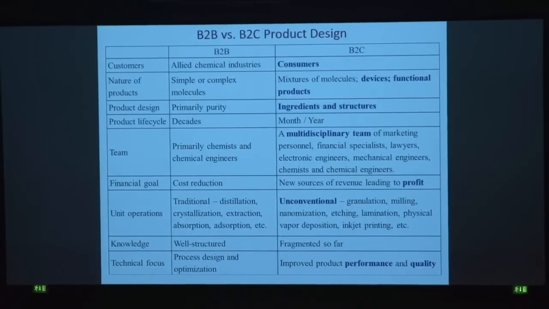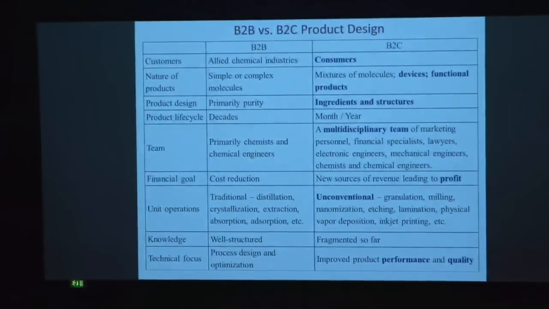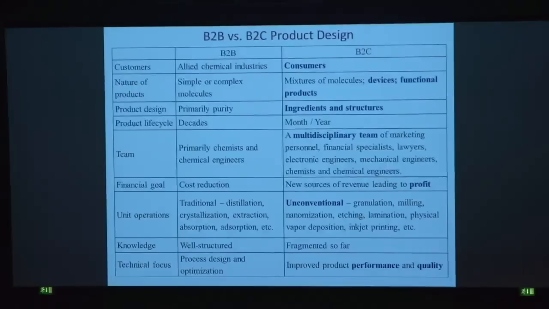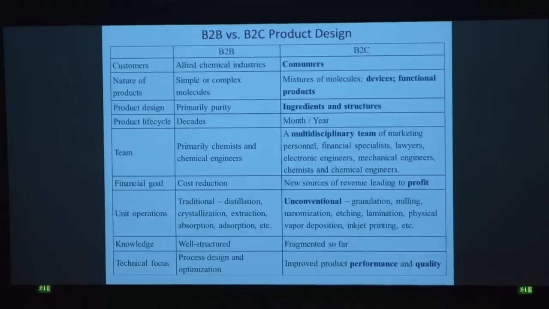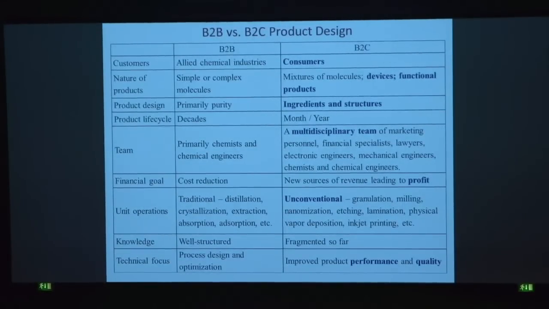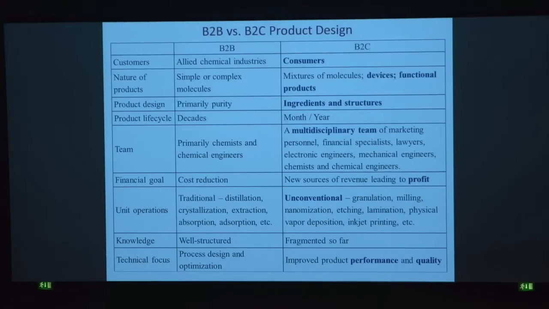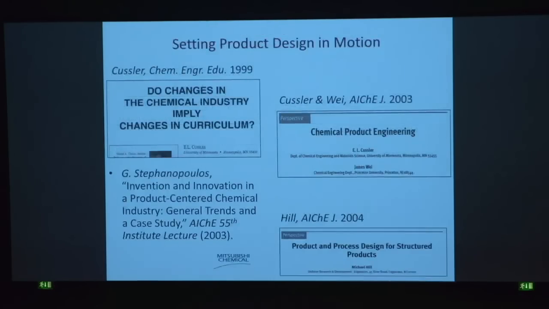Now, as you will see later on, for B2C products, we tend to deal with unconventional processing techniques, such as granulation, milling, atomization, and so on. So the traditional chemical engineering unit operations are not used that much. And for the technical focus, we look at quality, performance, and we will look at profit for B2C products.